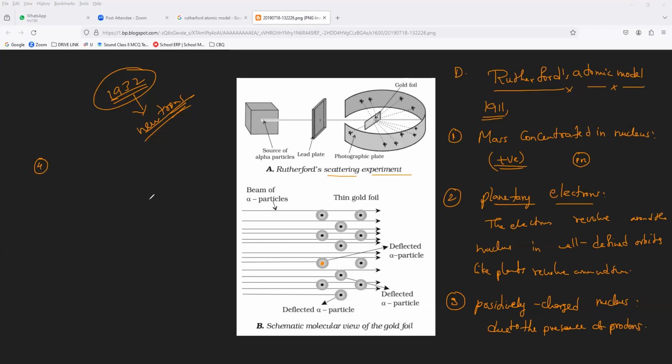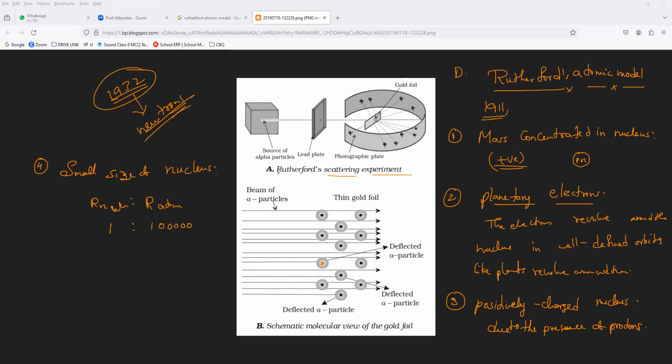Fourth point. What is the size of the nucleus? Very small or very large? Very small. Small size of nucleus. How much smaller is it compared to the atom size? One lakh times. So if the radius of the nucleus is taken as 1, the radius of the atom is how many times? One lakh times bigger.